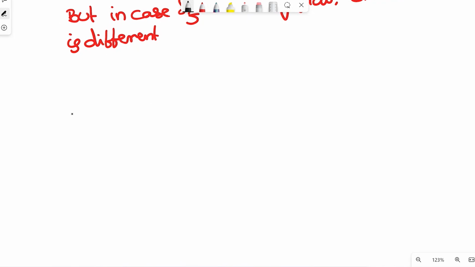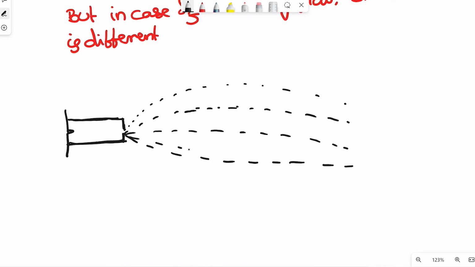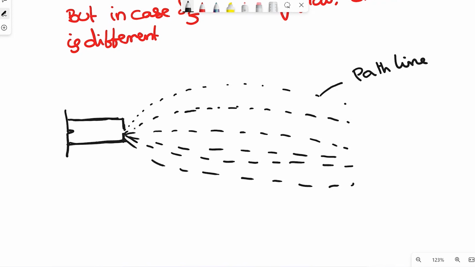For example, suppose a color dye is being injected from this part. We have a nozzle here, and through that nozzle the color dye is injected. Now the first thing is the general fluid particle movement that I am drawing. So these are all called path lines. That means the path traced by a single fluid particle. This is the path traced by a single fluid particle, this is the path traced by another fluid particle, and like that.